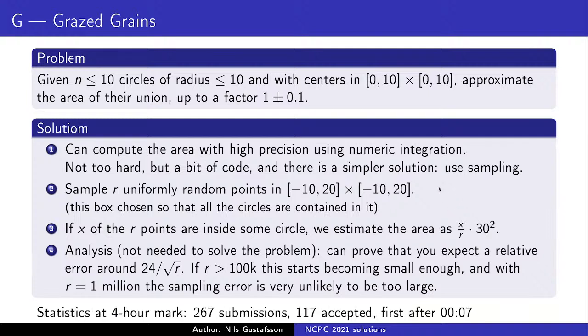So this problem was also solved very quickly after 7 minutes, and at the 4-hour mark there were 117 accepted solutions, significantly less than for the previous 3 problems, but still more than half of the teams had solved this at the 4-hour mark. And here there were also a few more incorrect submissions. I didn't actually look so much at these, so I don't know what the common mistakes were, but I would assume that things relating to having too large error or sampling too many points are common issues.